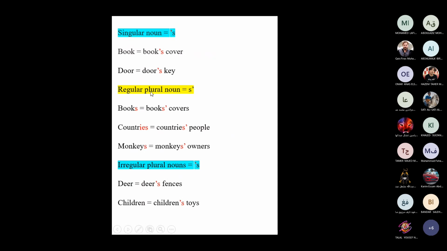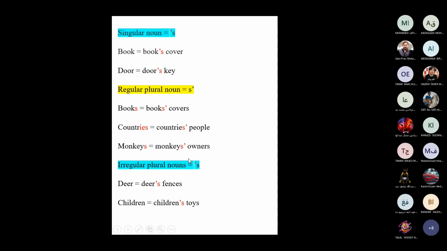For regular plural nouns, add just an apostrophe. Books already has s at the end, so you say books' covers by adding an apostrophe after the s. Countries, you add an apostrophe after the s. People, monkeys' owners, you add just an apostrophe. For irregular plural nouns which do not have s at the end, you add apostrophe s. Deer, so deer's fences; children's toys. So simple.